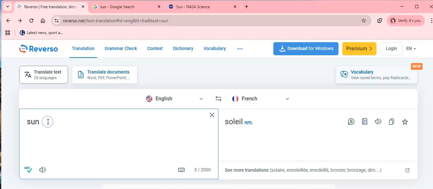So let's review how to use reverso.net, un site web, a website. It's not site de web, which is what I said in a previous video. That was a mistake on my part. Je suis désolé. I'm sorry about that.